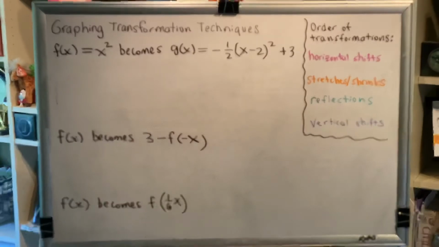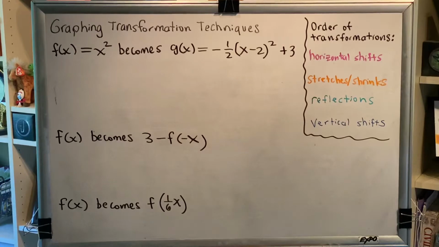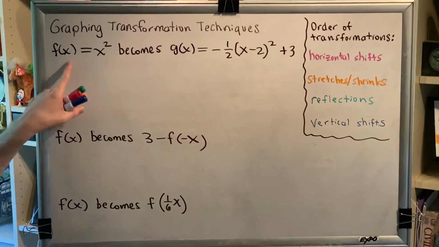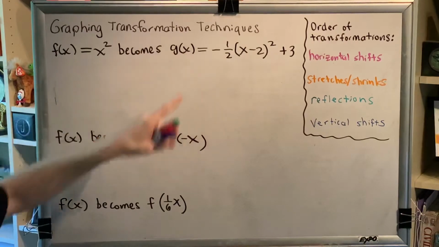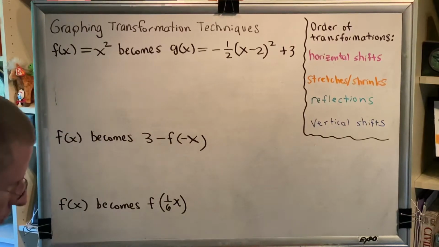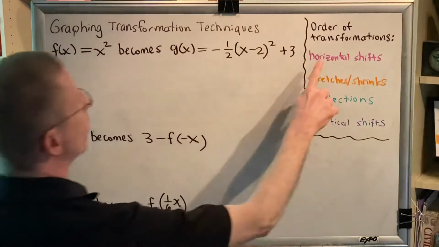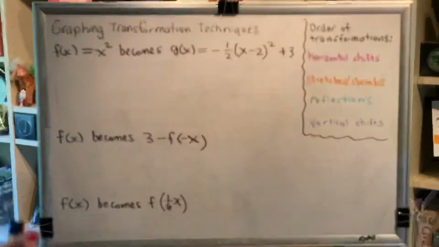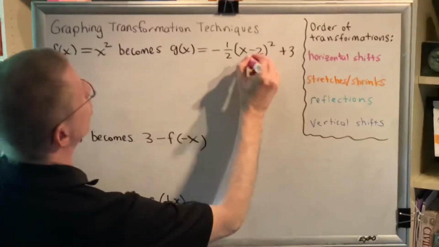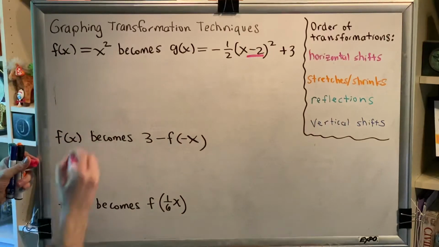The topic of this video is Graphing Transformation Techniques Overview. Alright, here are the last three problems. f of x equals x squared becomes this. So what are the transformations we see? Let's check for horizontal shifts first. That would be adding or subtracting inside close to x, which we see here represented by this -2.